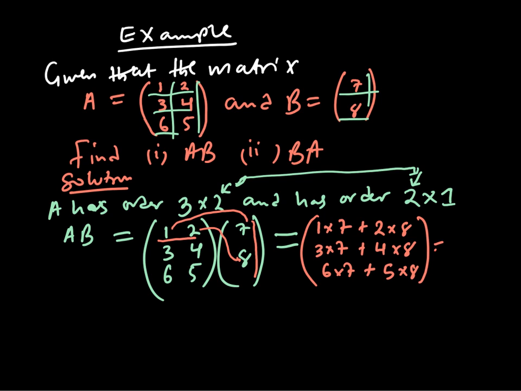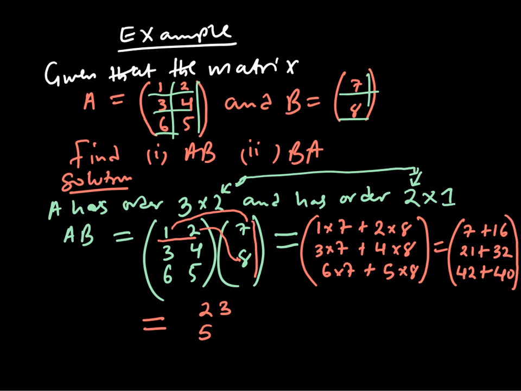So what do we get when we multiply here? What is 1 by 7? Is 7. Okay, 7 plus 16. This is 21 plus 4 by 8 is 32. And 6 by 7 is 42. Okay, plus 40. So what is AB? AB gives us 7 plus 16. You end up with 23. Okay, and the 21 plus 32 is 53. Okay, and then 82.